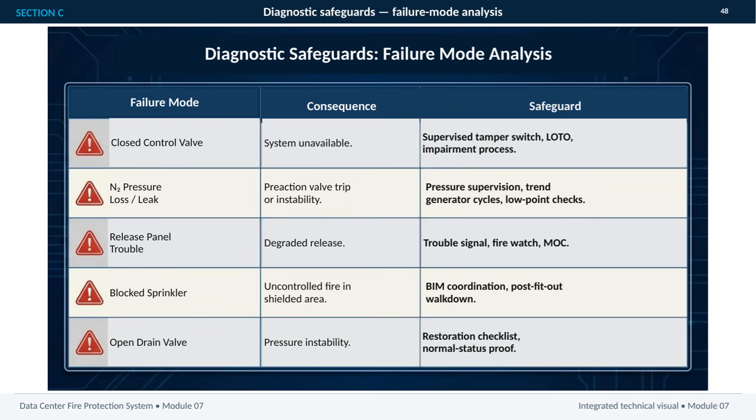Release panel trouble can degrade system release capability. The response includes a trouble signal, a fire watch, and management of change. A blocked sprinkler is especially serious because it can leave a shielded area exposed to an uncontrolled fire. BIM coordination and a post-fit-out walkdown help prevent that condition. Finally, an open drain valve can create pressure instability. Restoration checklists, together with proof of normal status, provide the final safeguard. The overall message is that monitoring, procedures, and verification must work together across the entire system.